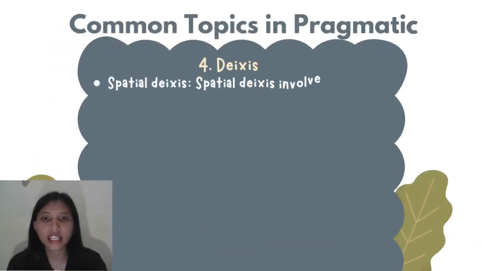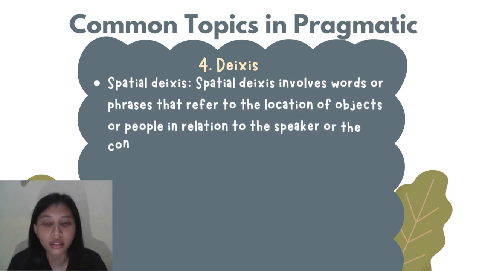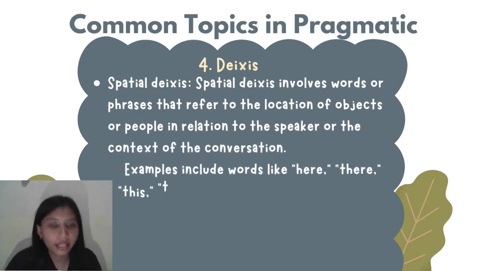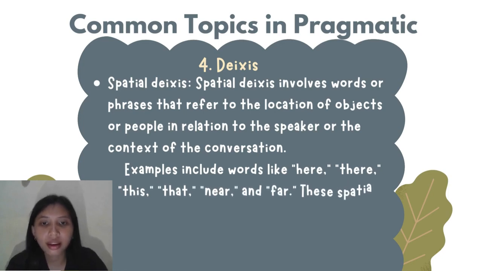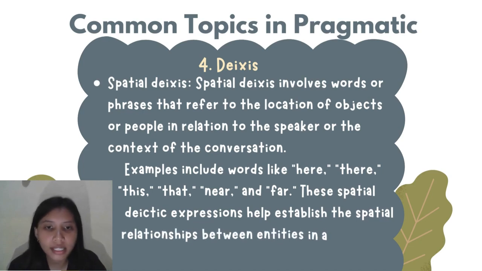The next deixis is spatial deixis. Spatial deixis involves words or phrases that refer to the location of objects or people in relation to the speaker or the context of the conversation. Examples include words like here, there, this, that, near, and far. These spatial deixis expressions help establish the spatial relationship between entities in a conversation.